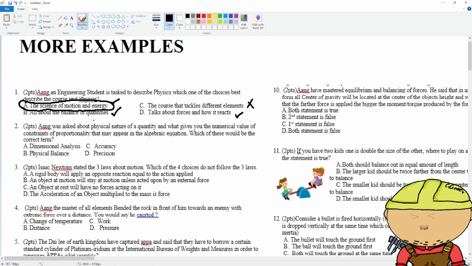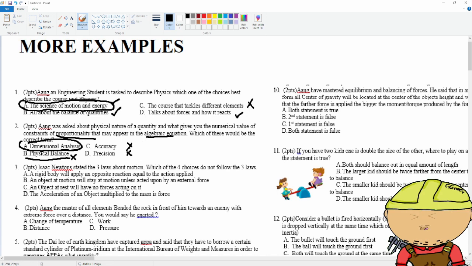Number 2. A student was asked about the physical nature of a quantity and what gives you the numerical value of constants of proportionality that may appear in an algebraic equation. Seems like dimensional analysis. Which of these would be the correct item? Dimensional analysis, physical balance. I don't think there's such a thing as physical balance. Probably forces, right? But it's not numerical value constants.